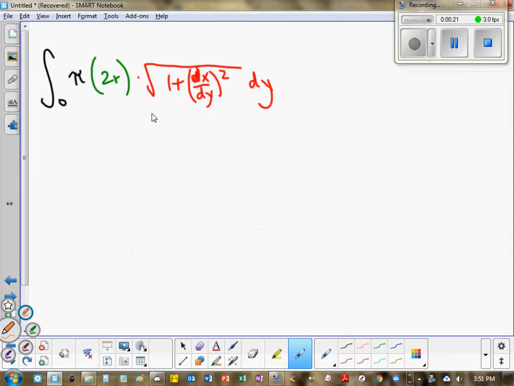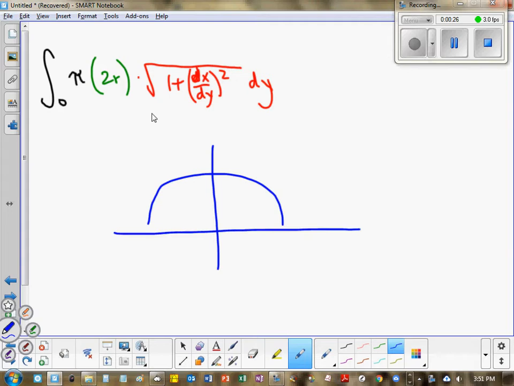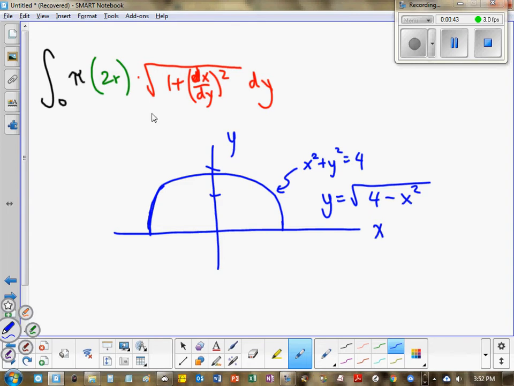Okay, so we're almost done with this problem. We have to think about what would happen if we put this on an XY axis system. So it turns out that this is the relation x squared plus y squared equals 4, just the top half only. Or you could say y is equal to positive square root of 4 minus x squared. This is the radius 2 hemisphere viewed from the side.